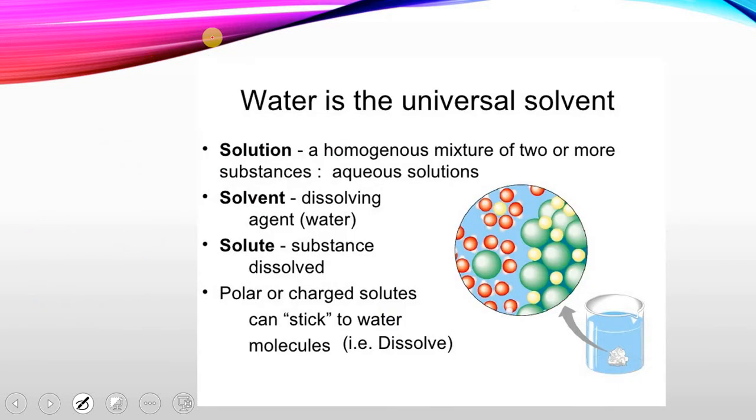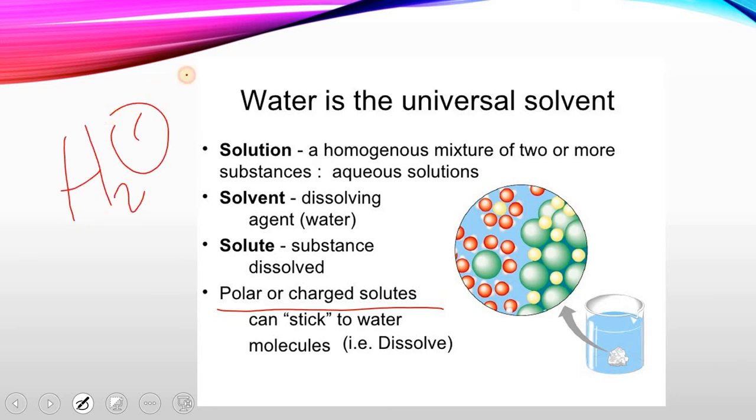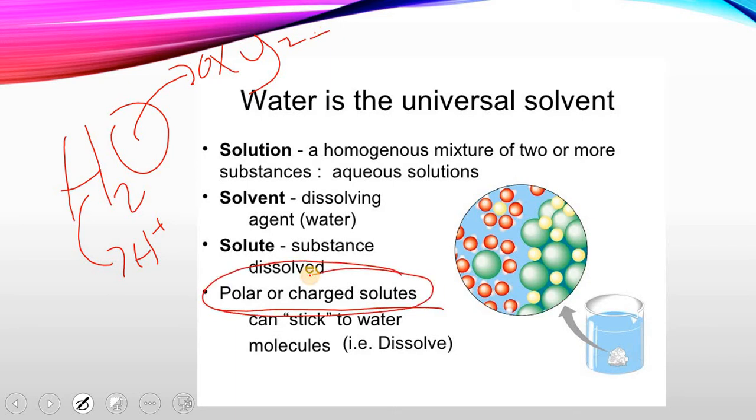Okay, so water is considered as the universal solvent because of the polarity in the water. So water, as we know, is H2O, right? So in water we have oxygen and also we have hydrogen. So hydrogen is plus and oxygen is negative 2. So we know in the water they have positive charges and also negative charges. So because of this polarity, in the water we have positive and also negative.